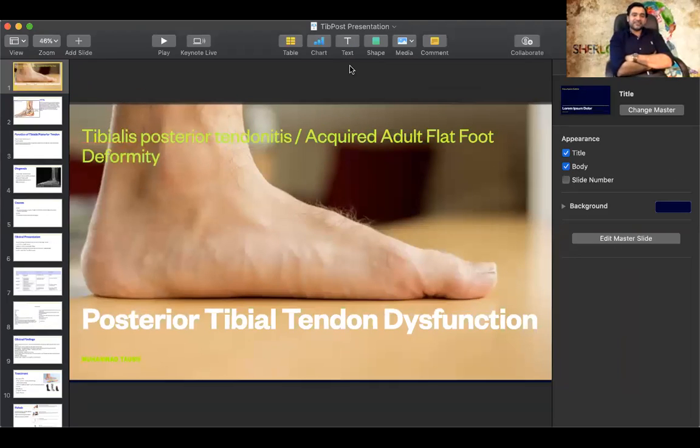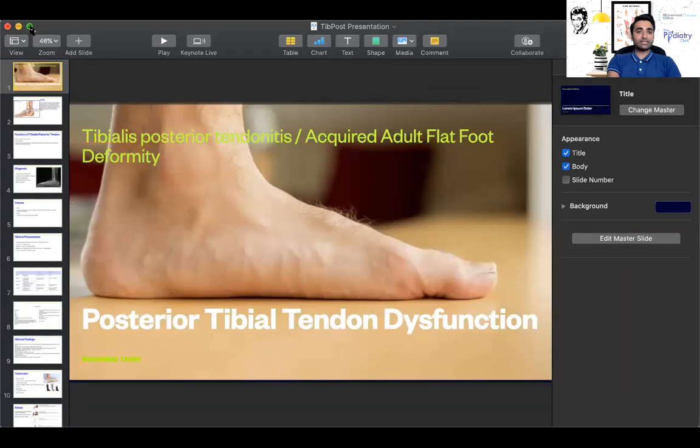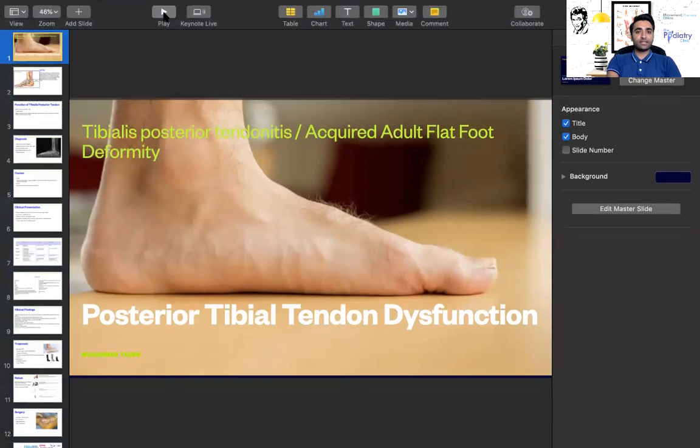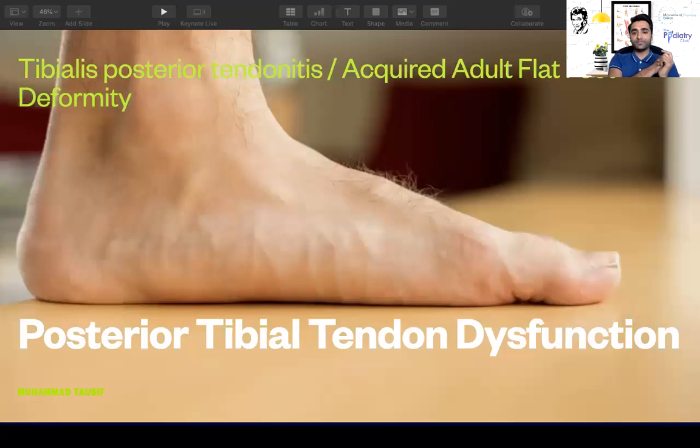I think first we need to explain where the posterior tibial tendon is. Let's first show them a picture, and then we'll talk about the different controversies. Okay, so let's do that. Right, there we go.